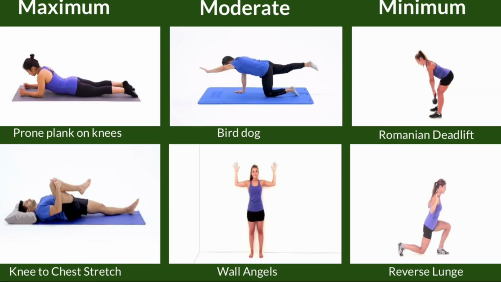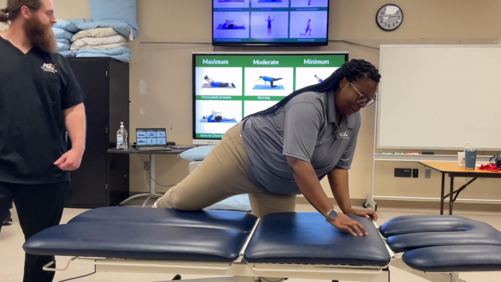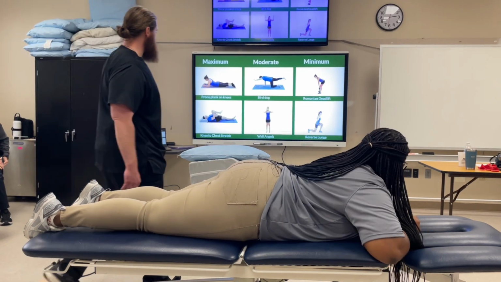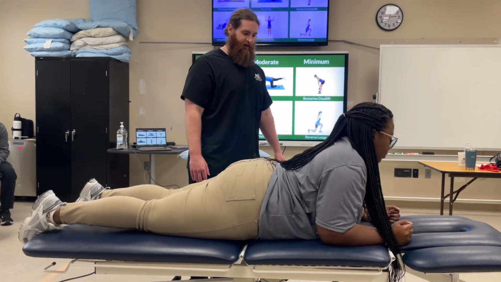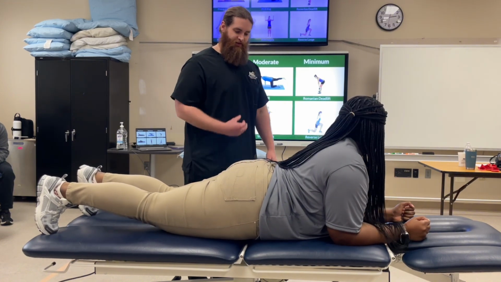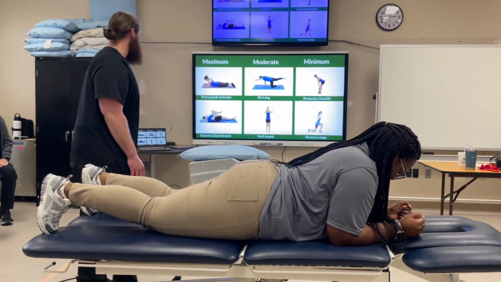All right, I'll have you start by lying prone for me. So we'll start, come up on your elbows right here. This is kind of like a low-level plank progression. That'd be good for the maximum phase. Squeezing the core and the glutes. Yep, there you go. Good. So that's the prone plank on the knees.